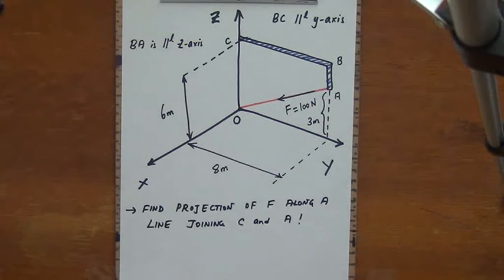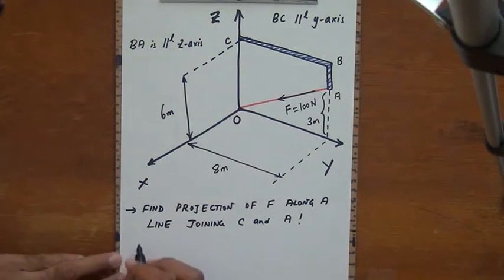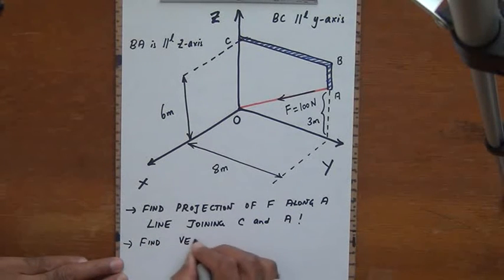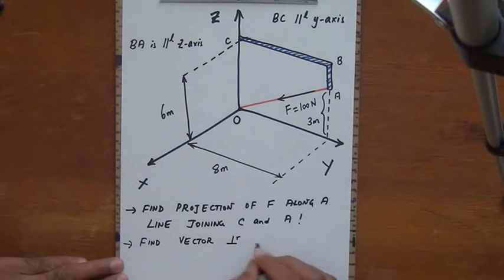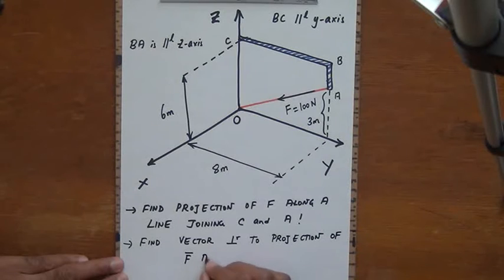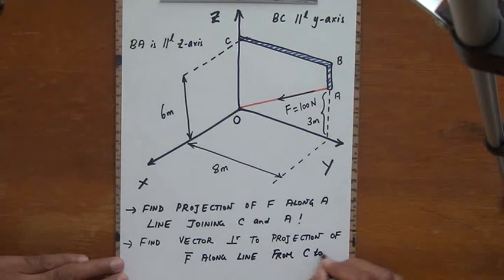And the second part of the problem is to find the vector that is perpendicular to this projection vector and lying in the same plane as the projection vector. Okay, so find the vector that is perpendicular to the projection of the vector F along the line from C to A.